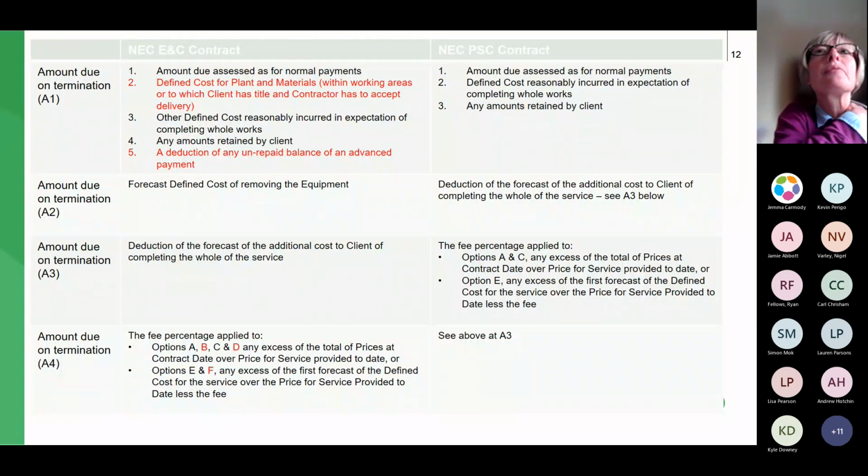So the first is A1, so it's the amount due on termination.